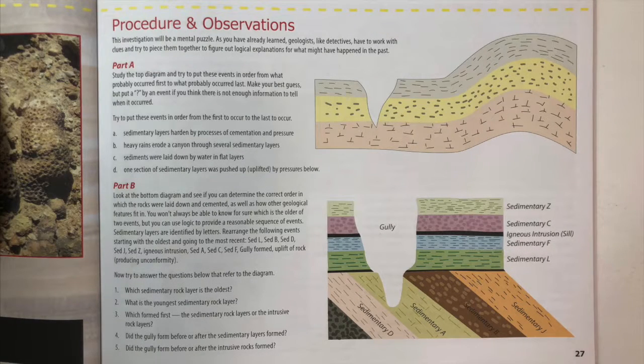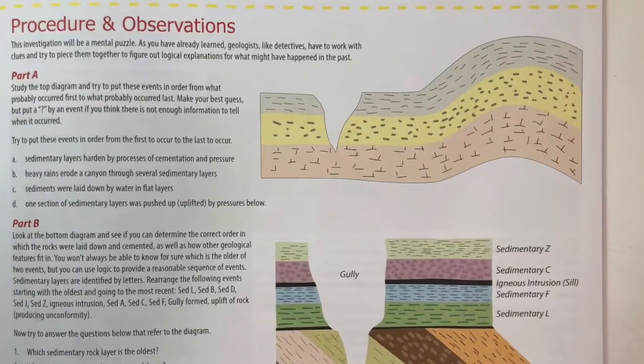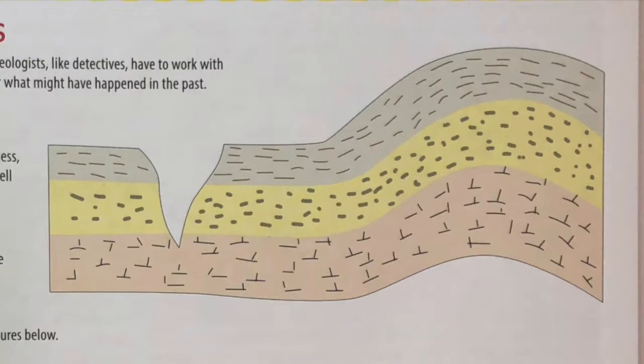Have the students study the diagram in Part A and try to figure out the events that likely occurred from first to last. Most likely, the first event would have been sediments were laid down by water in flat layers. The next event is a little harder to determine, but most likely one section was pushed up by pressure below. If the sedimentary layers were fully hardened, they would have been cracked or broken by the underlying pressure, but if the sediments had not yet hardened, it would be easily lifted.